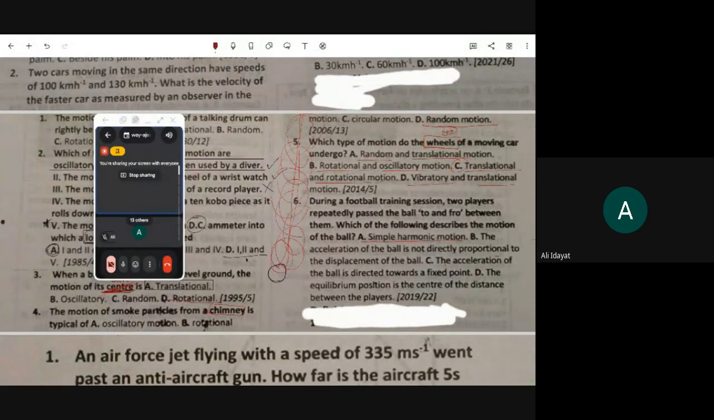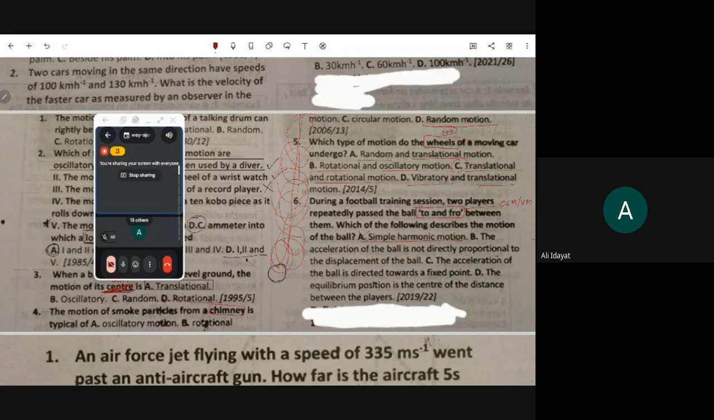Now, the question says, during a football training session, two players repeatedly passed the ball to and fro between them. Now, this to and fro here, it gives us a signal of what? Of oscillatory motion, right? Or vibratory motion. If in your mind, you've already registered that simple harmonic motion is vibratory motion or oscillatory motion, okay, the question is, not all simple harmonic motion are oscillatory. Is that correct? Not all the to and fro are simple harmonic. So A is out of it.